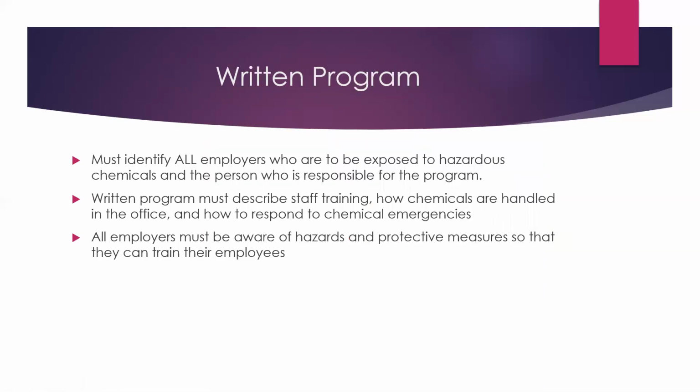Your book mentions a written program, and the written program must identify all employees who are to be exposed to the hazardous chemicals and the person who is responsible for the program. A written program must describe staff training, how the chemicals are handled in the office, and how to respond to chemical emergencies. All the employers must be aware of hazards and protective measures so that they can train their employees. This will also help to prepare everyone in case something were to happen in the office and there was an exposure.